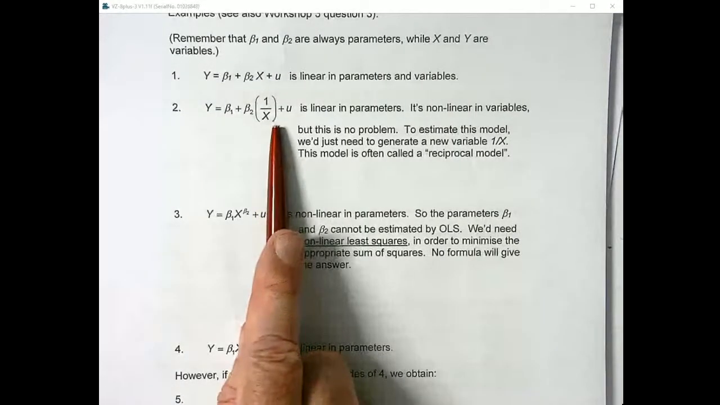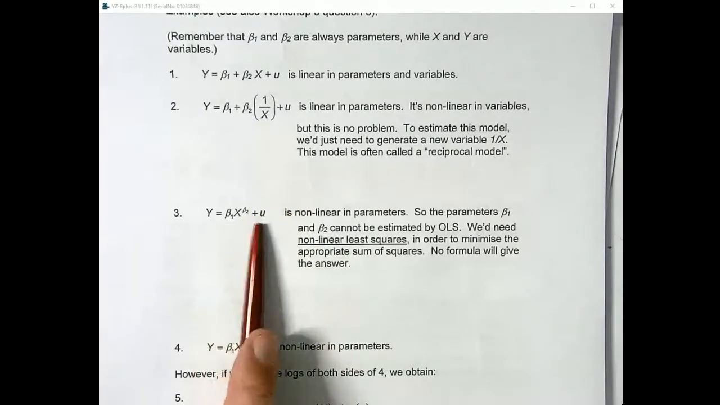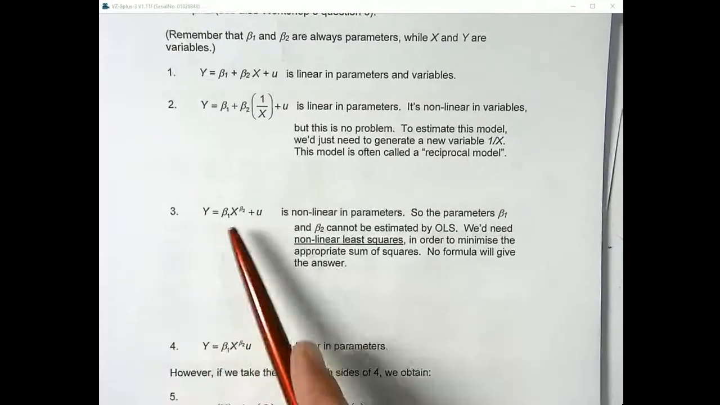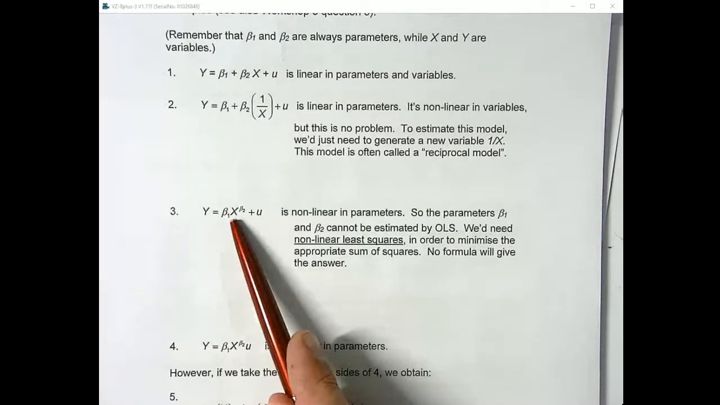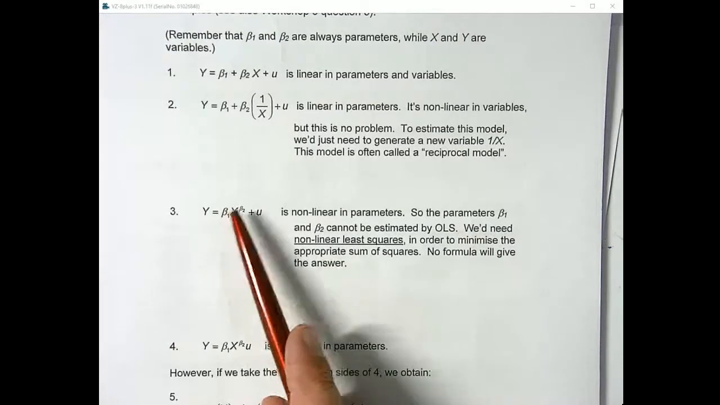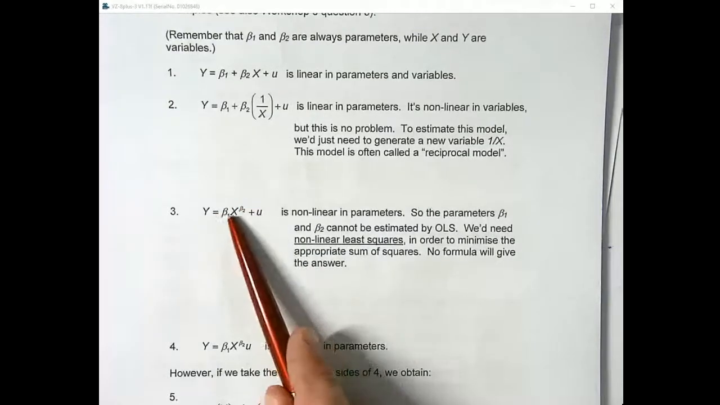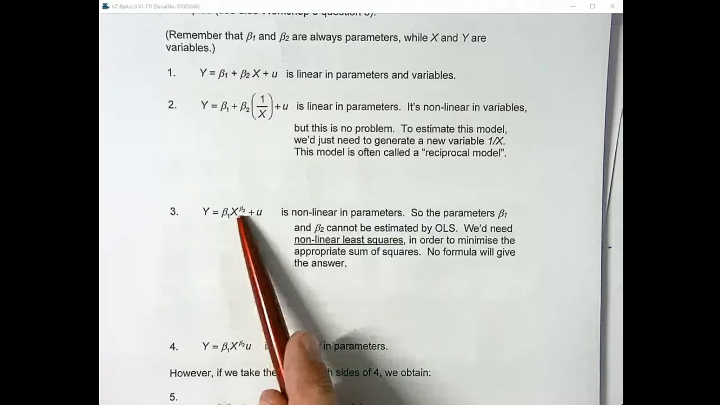Yes, we'll see applications of that model. Now, what about this one here? Y is beta 1 x to the power beta 2 plus u. This model is non-linear in the parameters because look, it's beta 1 times something to the power. It's a parameter times something to the power of another parameter. It's non-linear in the parameters. So you cannot estimate this model by least squares.